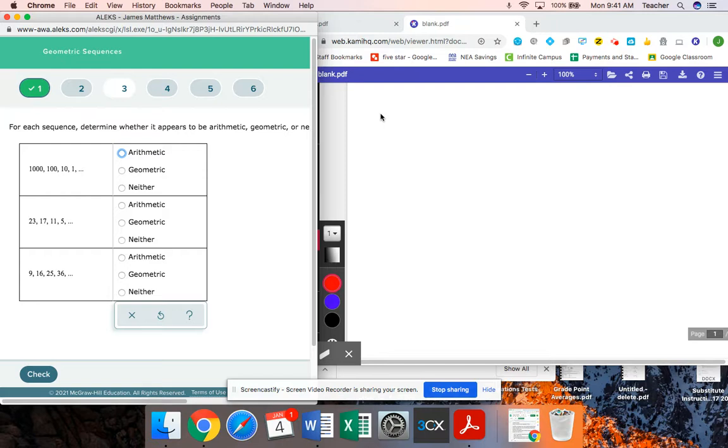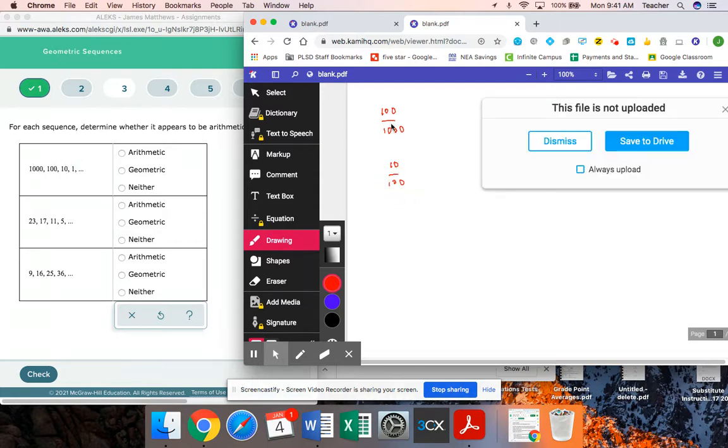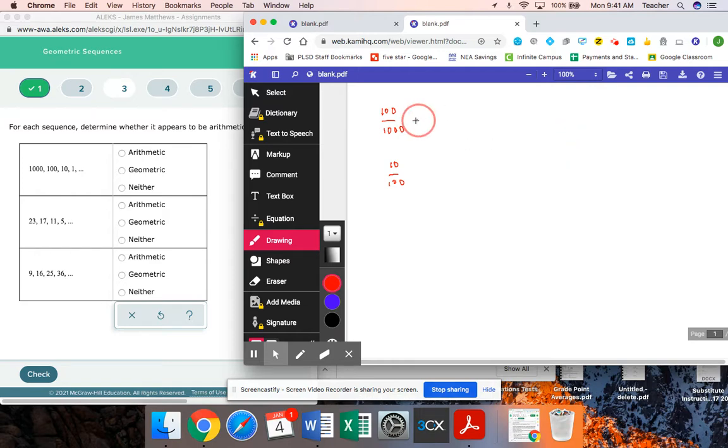I could do a ratio. I could do 100 divided by 1,000, and I can do 10 divided by 100. This one would get me 1/10. This one would get me 1/10. And even if I did another one, 1 divided by 10 will give me 1/10. So because there's a common ratio, it's geometric.